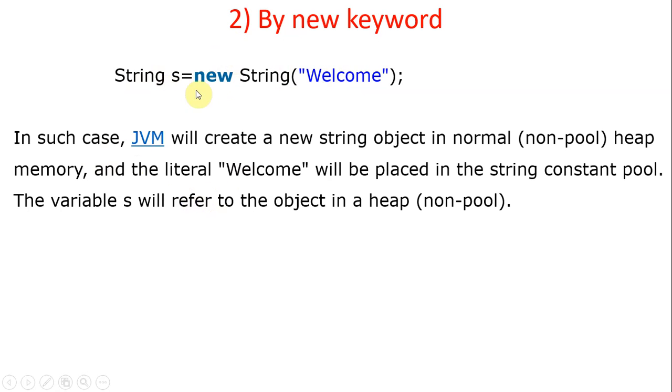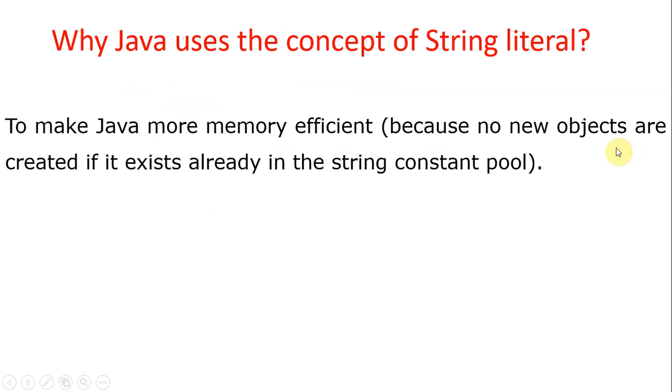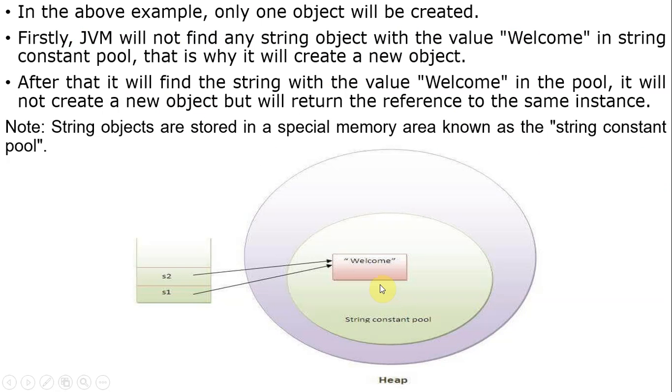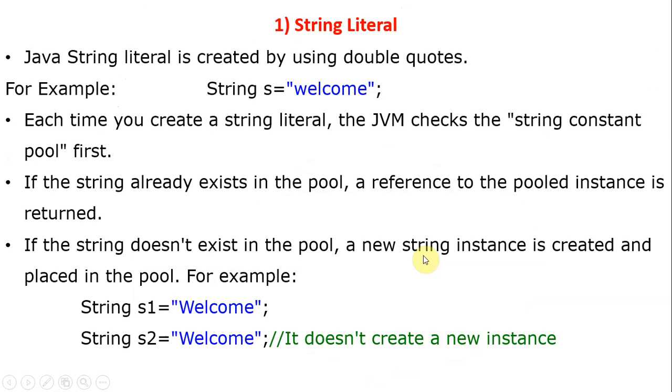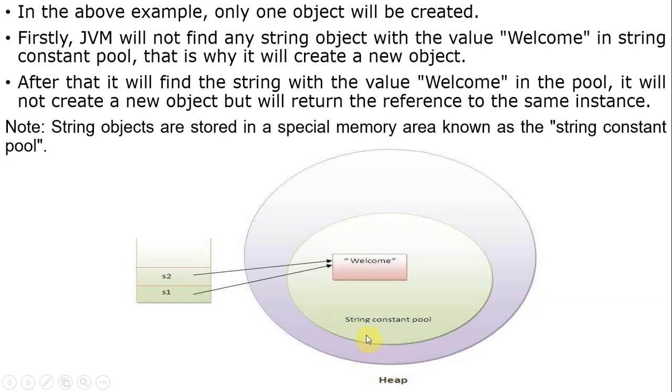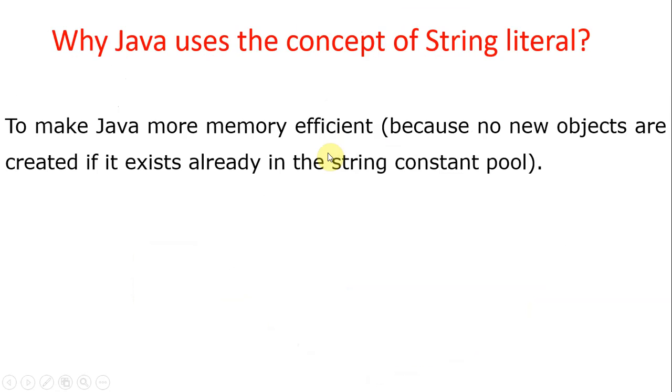In this kind of definition, the JVM will create a new string object in the normal heap, not in the pool. If an object is created only by string literal, then it will be stored in the string constant pool, otherwise it won't store the object in the string constant pool.